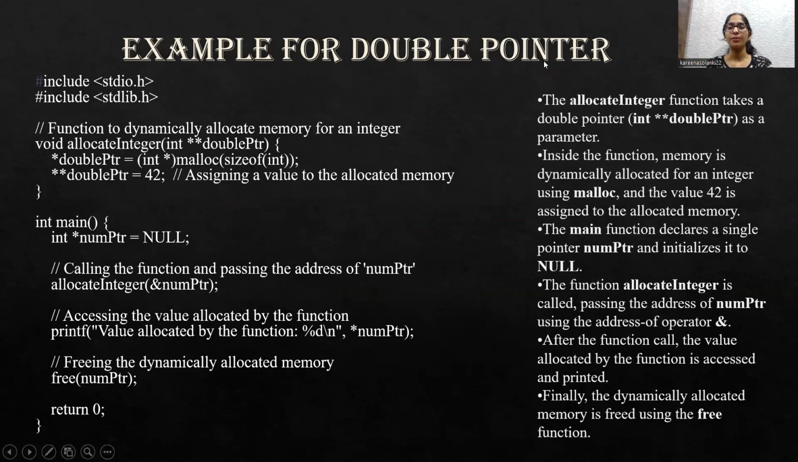Again, the example for the double pointer here is #include <stdio.h>, #include <stdlib.h>. These are the library functions. Here we are going to write a function to dynamically allocate memory for an integer. There are two types of memory allocation: static memory allocation and dynamic memory allocation. In dynamic memory allocation, we can change the size of the array or pointer or an integer.